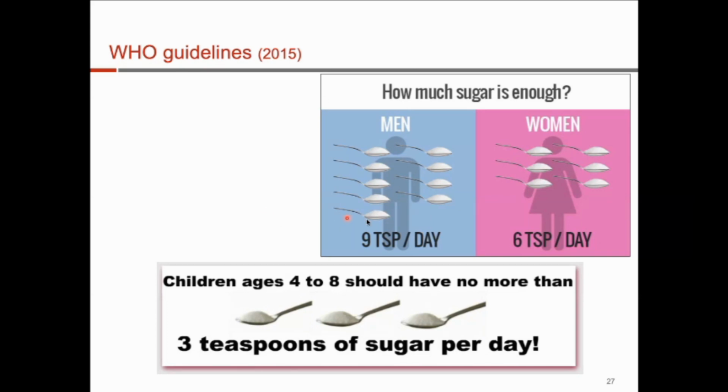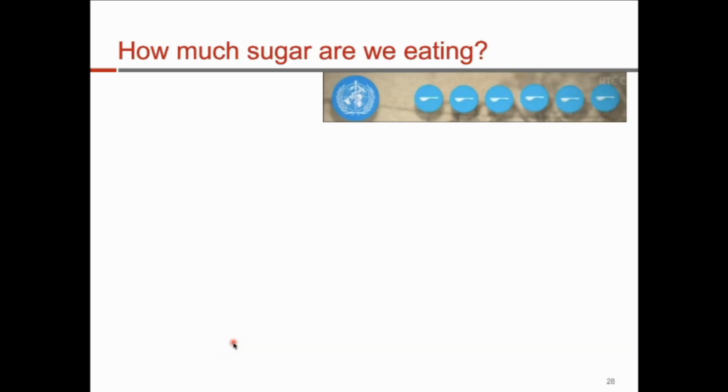So how much sugar is enough? Well, women should have no more than 6 teaspoons of sugar a day, men 9, and children should have no more than 3 spoons of sugar a day. And you'll soon see how easy it is to blow this budget.